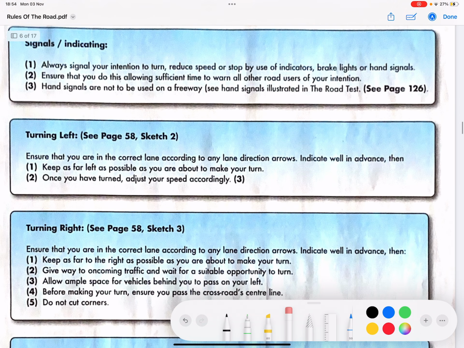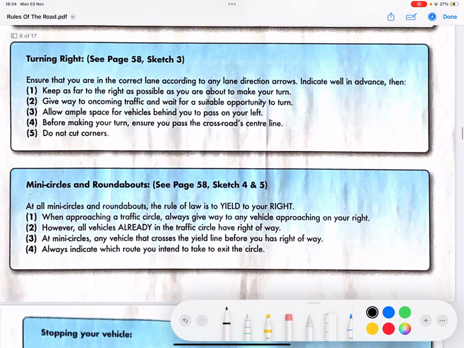Okay? Right. The rules with regards to turning right. Ensure that you are in the correct lane according to any lane direction arrows. Indicate well in advance, and then you keep as far to the right as possible as you're about to make your turn. Give way to oncoming traffic and wait for a suitable opportunity for you to turn.